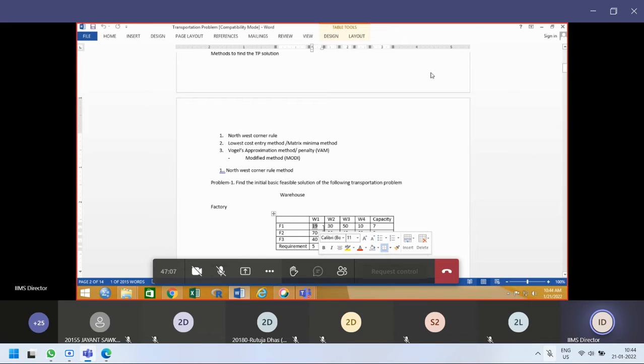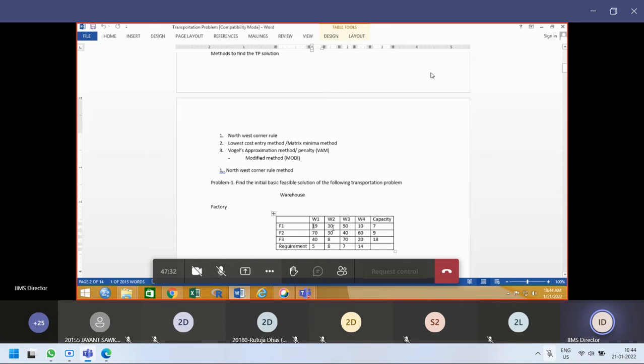Maybe the 19 minutes or 19 hours or 19 days or 19 years, whatever may be. From factory 1 to warehouse 1, 19. If it is in hours, I will use hours, or if it is minutes, I will use minutes. I will assume minutes. Factory 1 to warehouse 1, 19 minutes are required.